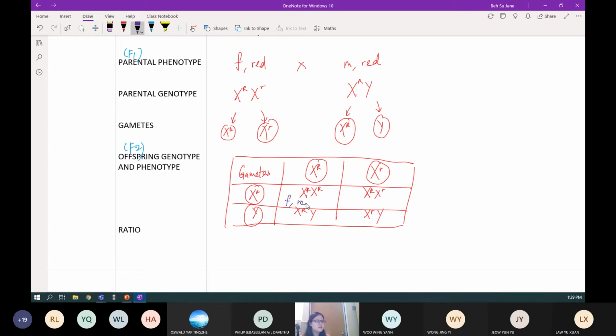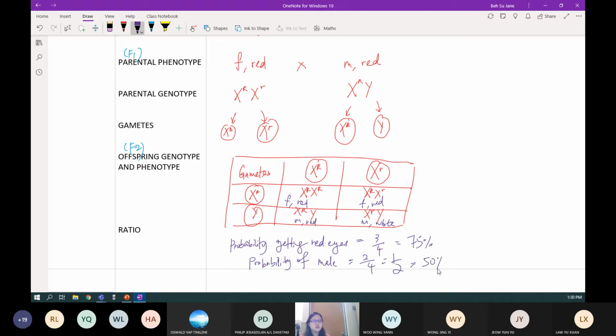Female, red eyes. Female, red eyes. Male, red eyes. Male, white eyes. Ta-da! We have now proven that the probability of getting red eyes for flies is 3/4, which is 75%. How about the probability of being male or getting female? 50%. See, 2 to 2. So it's 2/4 or half or 50% chance.